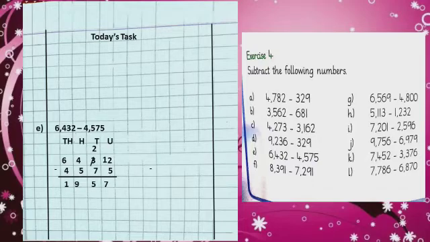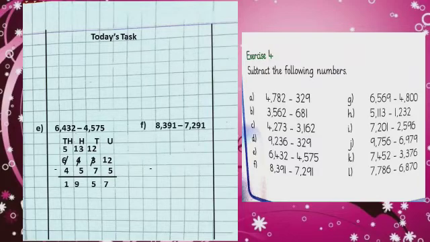Next, 2 minus 7. The top value of the tens column is smaller than the lower value. So we borrow 10 from the hundreds column. So the tens value becomes 12 and the hundreds value becomes 3. 12 minus 7 is equal to 5. Next, 3 minus 5. The top value of the hundreds column is smaller than the lower value. So we borrow 10 from the thousands column. So the top value of the hundreds column becomes 13 and the thousands value becomes 5. 13 minus 5 is equal to 9. Next, 5 minus 4 is equal to 1.